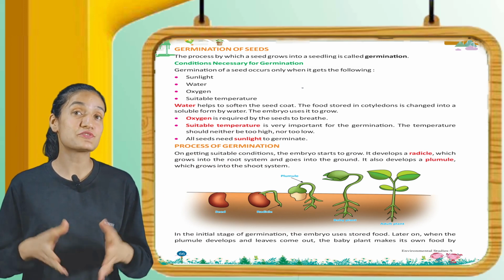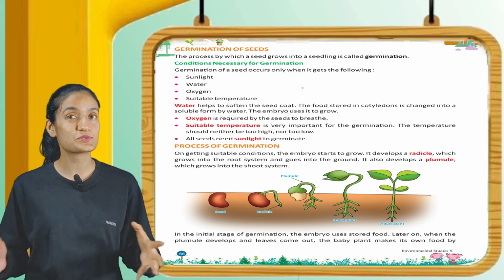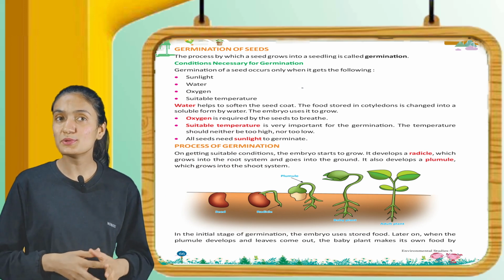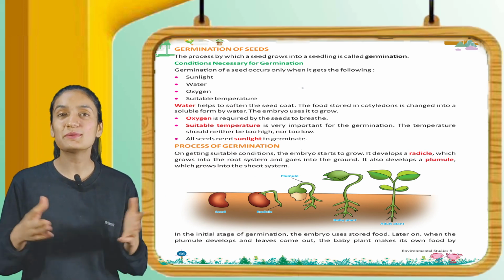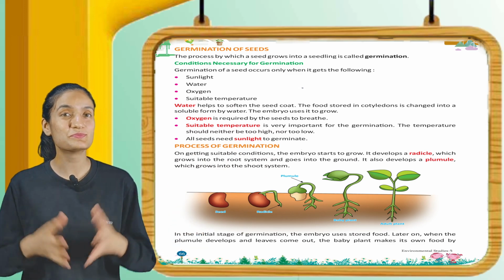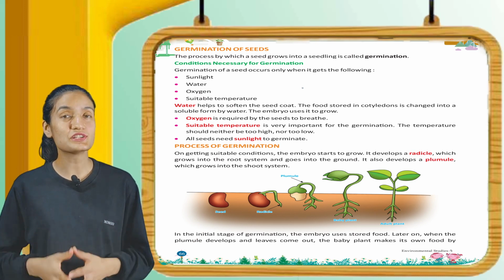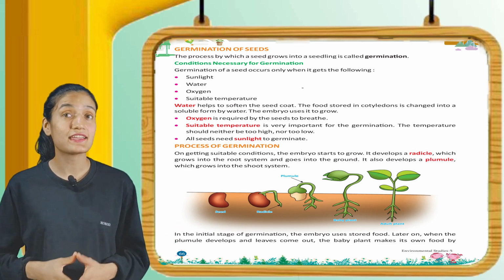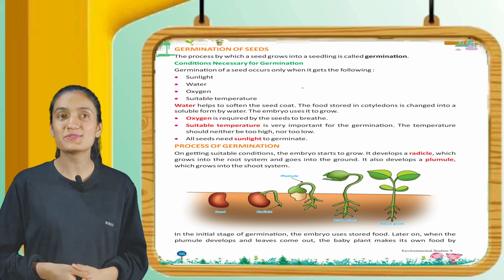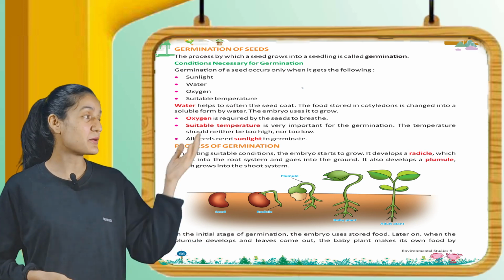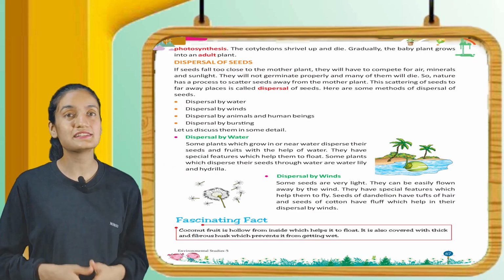In the initial stage of germination, the embryo uses stored food. Later on, when the plumule develops and leaves come out, the baby plant makes its own food by photosynthesis. The cotyledons shrivel up and die. Gradually, the baby plant grows into an adult plant. Now, the topic is dispersal of seeds.